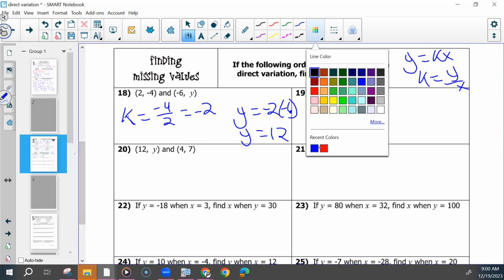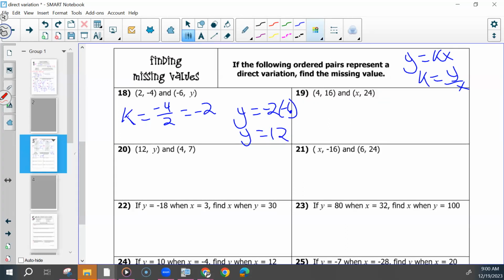If I wanted to check this, I could take my y value that I just found and my x value that I already had and divide them. And if we get the same k value, then we know it works. You don't have to do that part. You can do that part. It's a good way to check yourself. What questions do we have about this process so far?